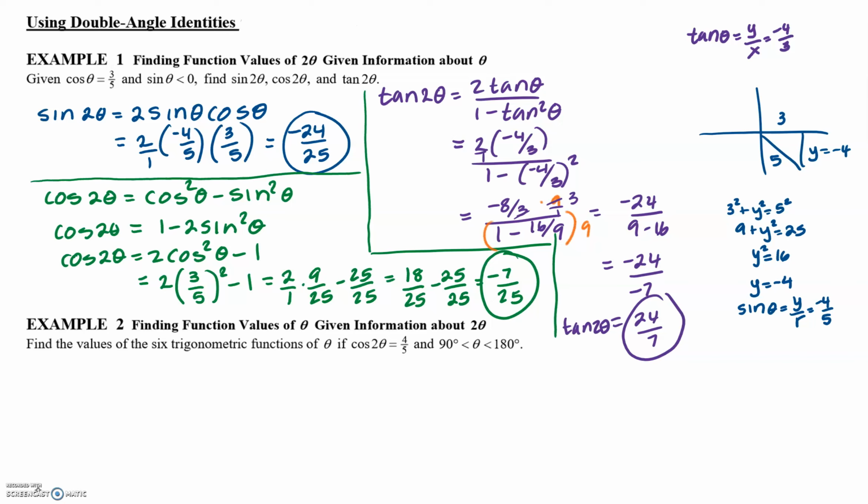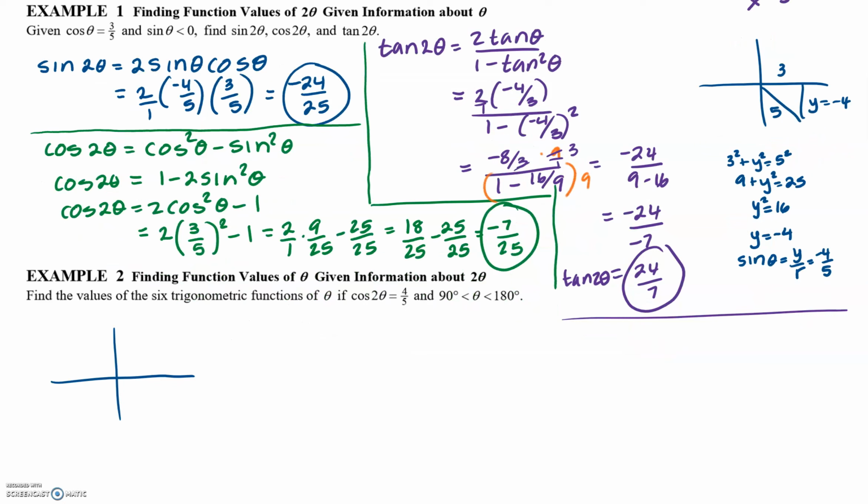And that would be how you find all 3. So now let's try example 2. Find the function values of theta given information about 2 theta. So we want to find now all six trigonometric functions the other way around, if you're given that cosine of 2 theta is 4/5. And they know that theta is going to be between 90 and 180 degrees.